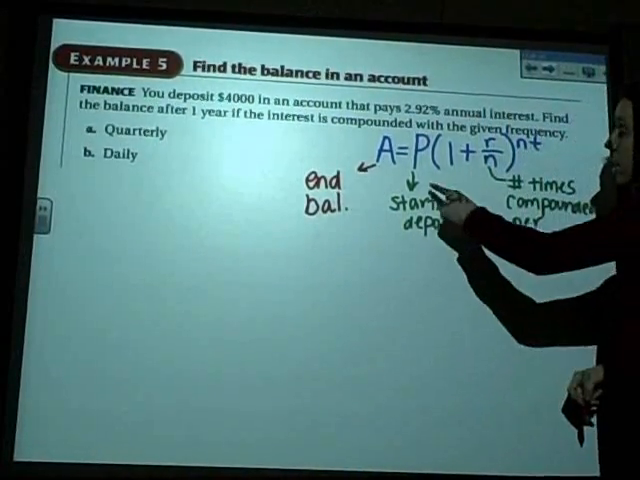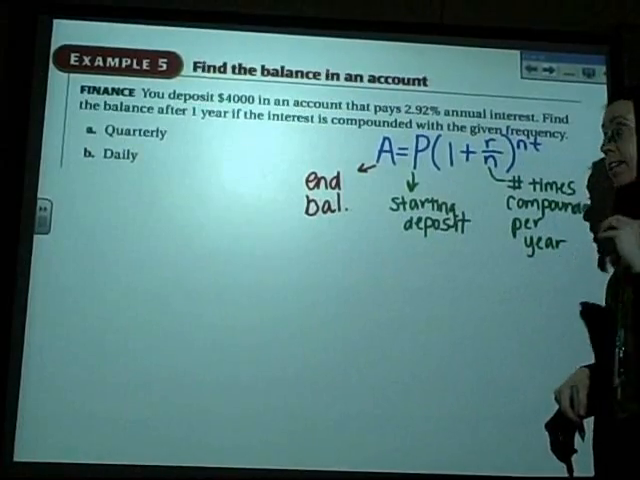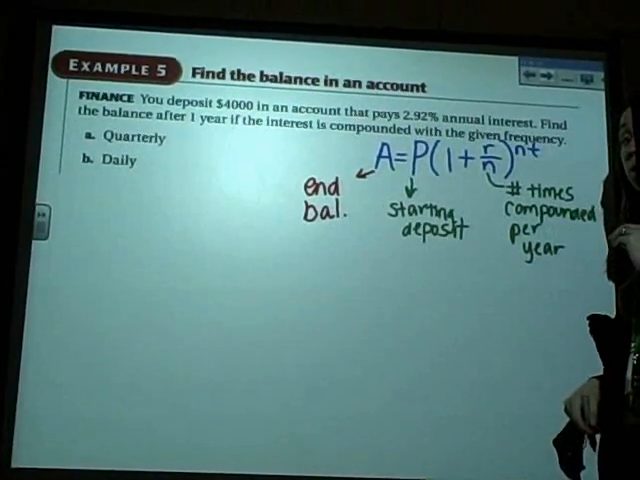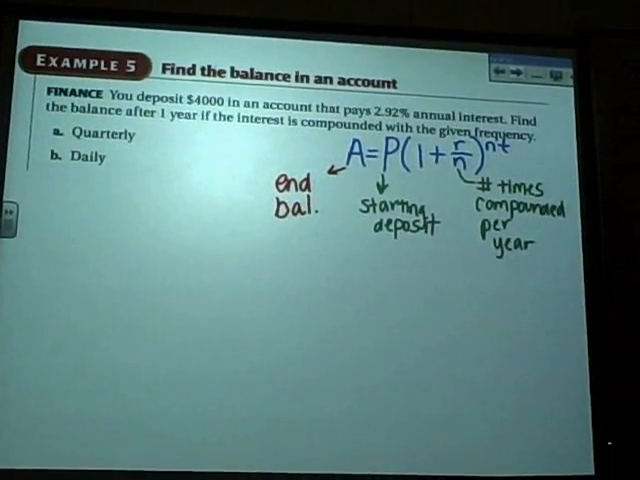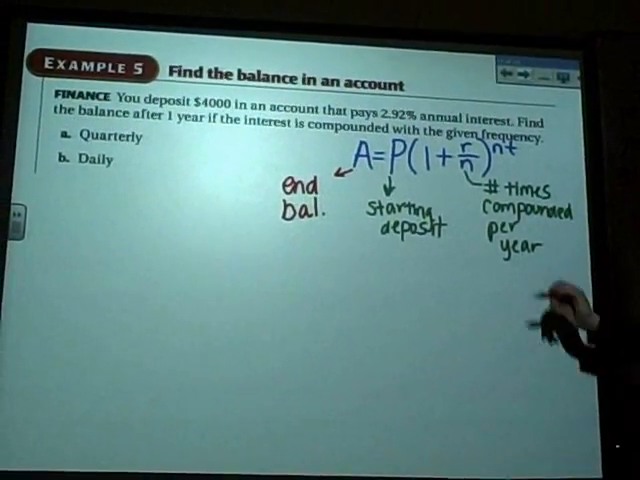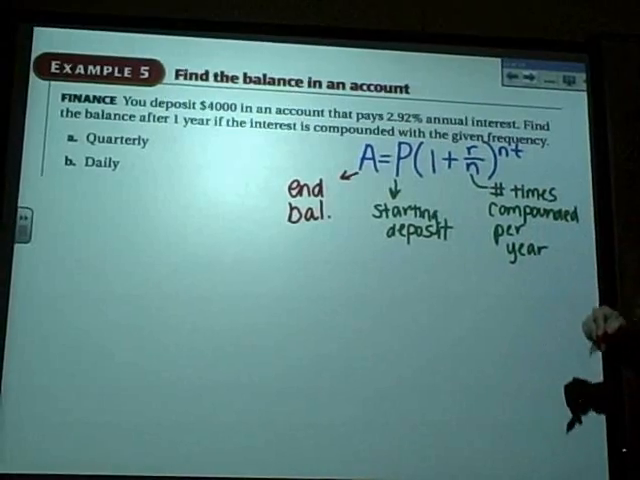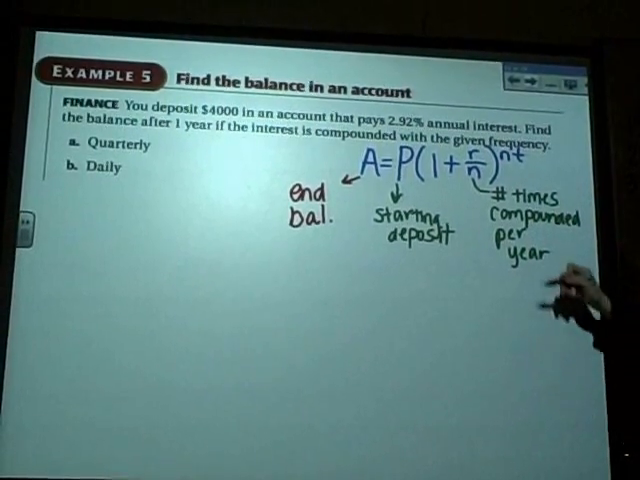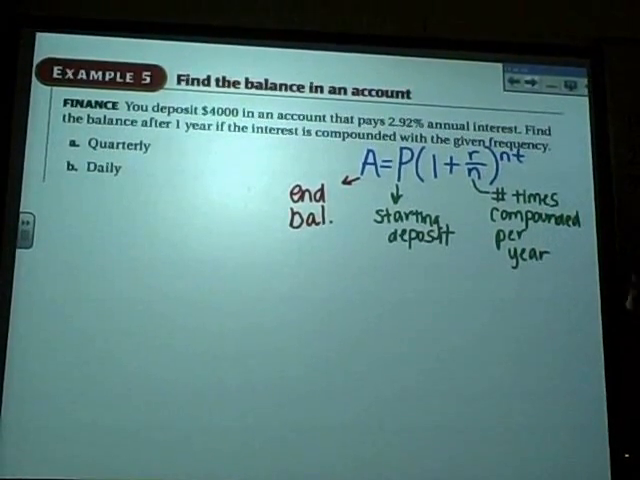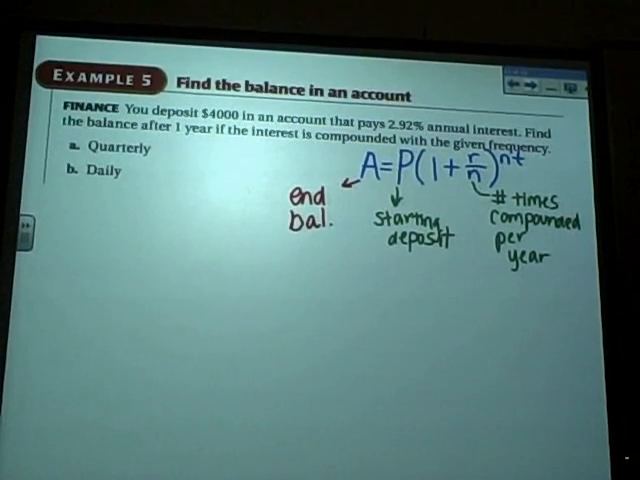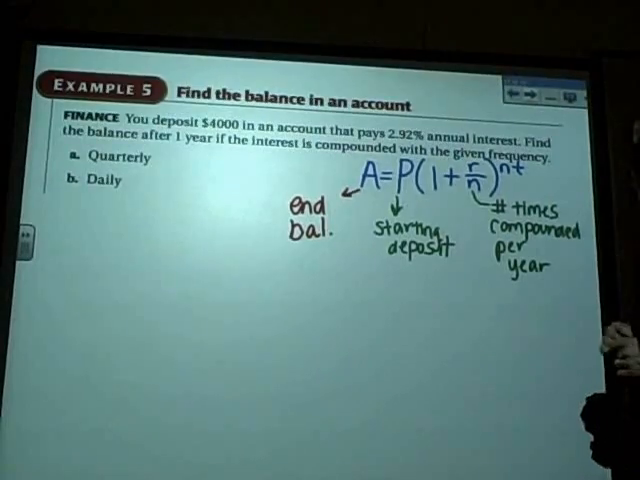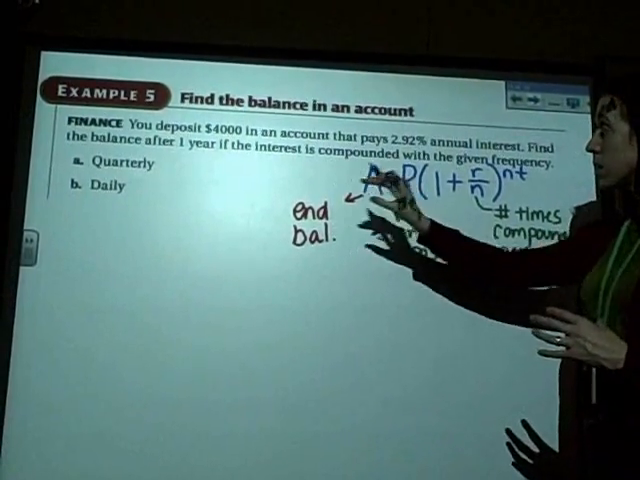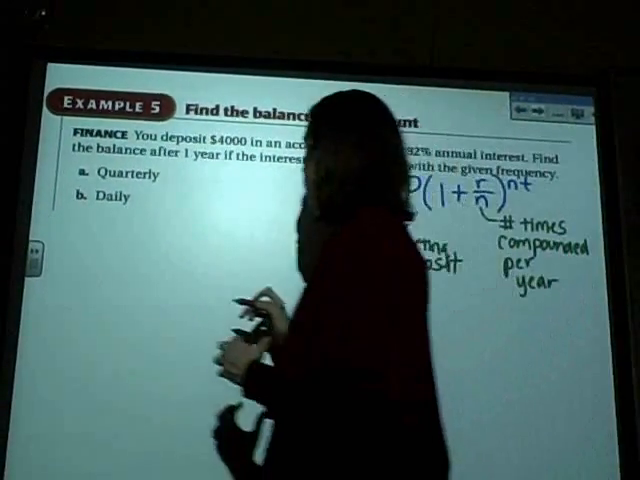Okay, so A is going to represent our ending balance with that interest. P represents my starting deposit, or my principal. R is going to represent your percent that is paid for the interest. Again, you're using a percentage in an equation, so it has to be a decimal. And N represents the number of times it's compounded per year. And again, T is time in years. Okay? So let's plug this information into the problem.